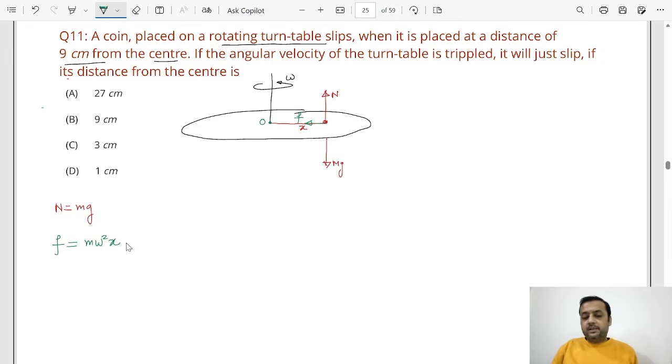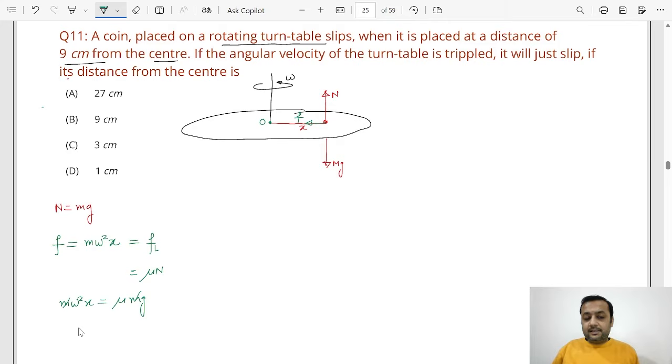Now look, if you try to increase the radius of motion, or if you try to increase the omega, then effectively you are asking for more friction, because required friction is increasing. So when the coin is about to slip, we can say that this required friction would have become equal to limiting friction, which we know is mu into normal reaction. So the condition will become m omega square x is equal to mu into normal, which is mg.